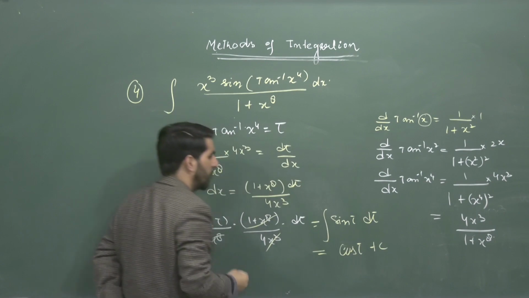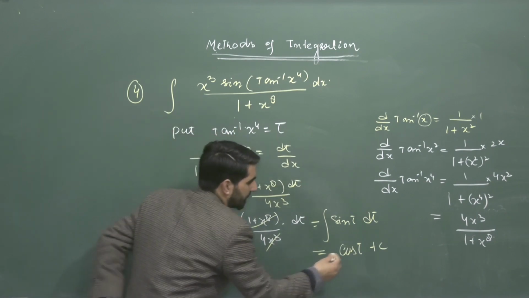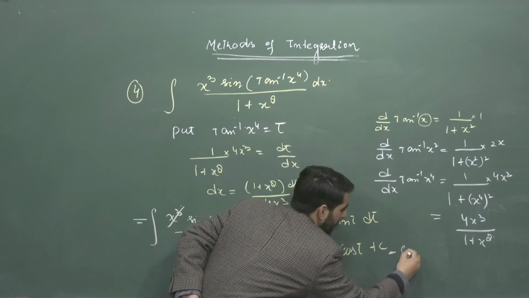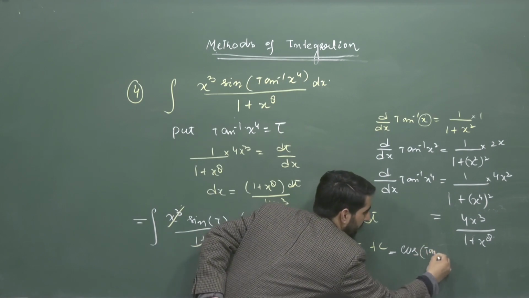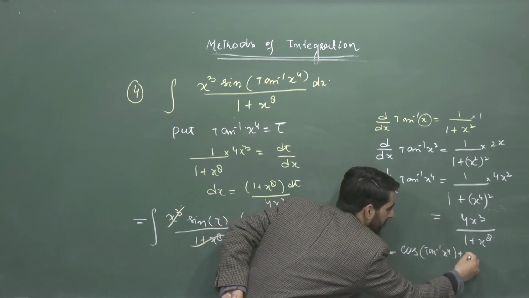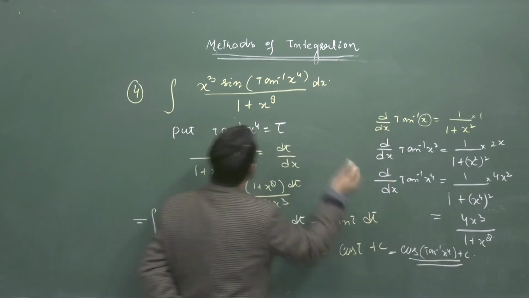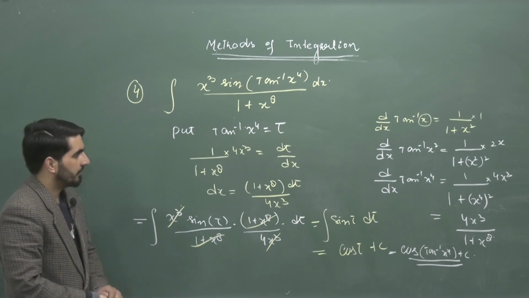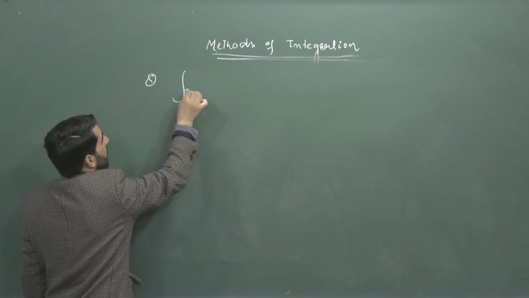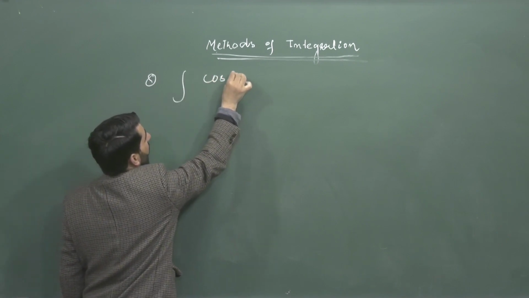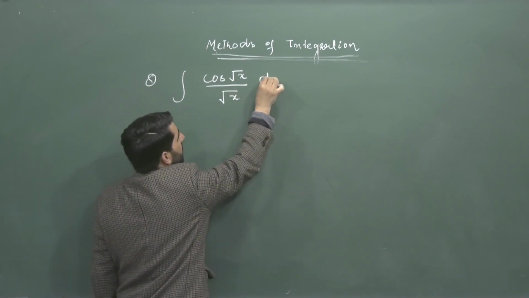plus c. So, replacing the value of t, we get cos of tan inverse of x raised to power 4 plus c. So, this will be the integral of this question. The next question is integration of cos of square root of x divided by root x dx.